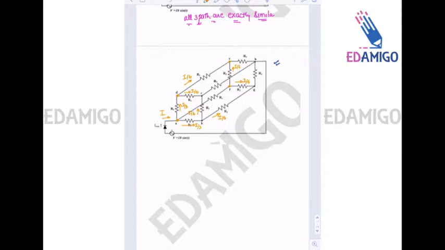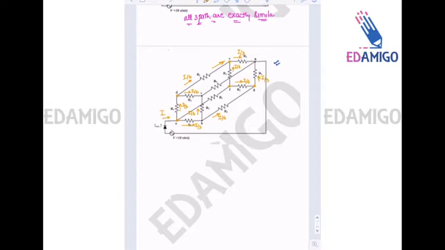Now at node E, I by 6 is coming from D, I by 6 is coming from F, so here it will be I by 3. Similarly, at node G, I by 6 is coming from F, I by 6 is coming from B, so I by 3 will go here.